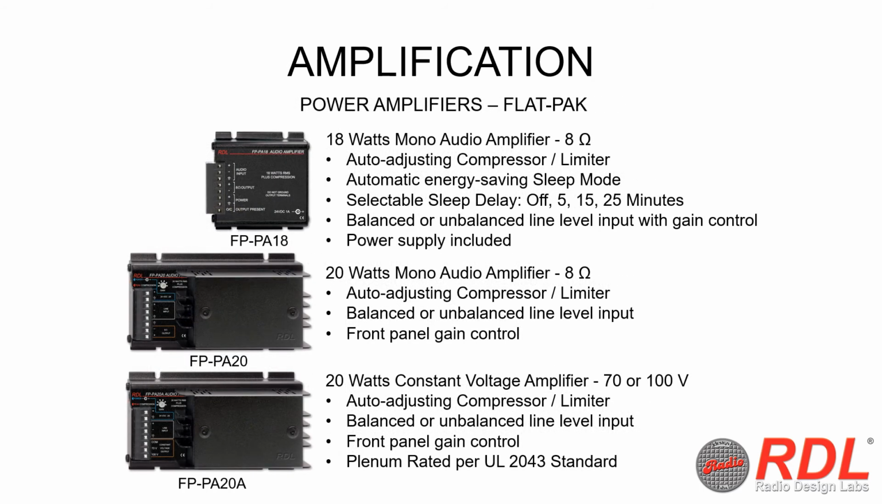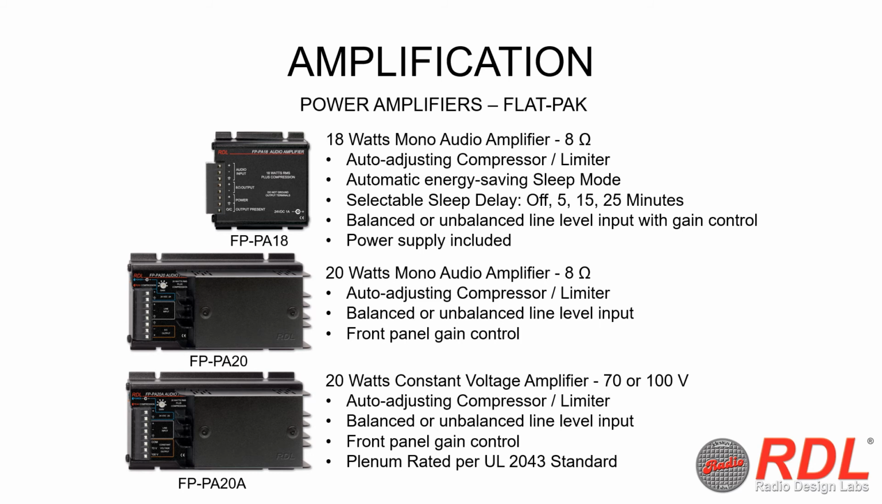These 3 amplifiers are from our flat pack series. The FPPA18 is a mono audio amplifier that provides 18 watts into 8 ohms. It has our auto-adjusting compressor limiter, our automatic energy saving sleep mode with an adjustable sleep delay that can be selected to off, 5, 15, or 25 minutes. It supports balanced or unbalanced line level inputs with gain control, and the power supply is included.